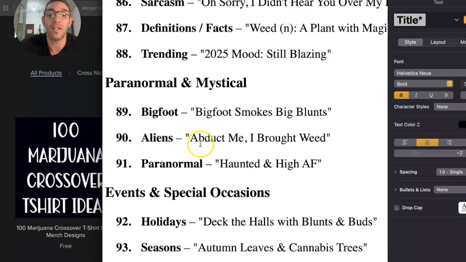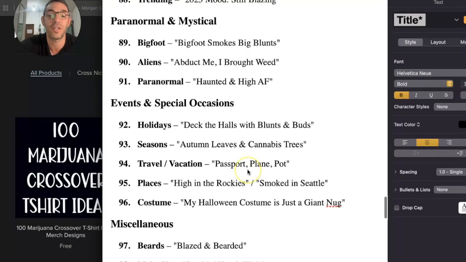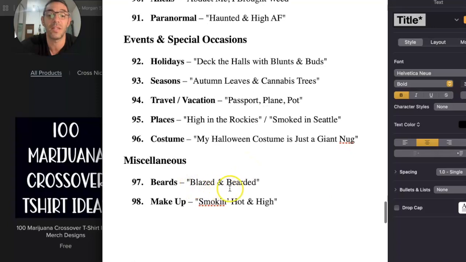You can do that, like "aliens abduct me, I brought weed." That's really funny. Haunted and high SF, travel vacations, and then some miscellaneous ones. I like this one, blazed and bearded. This is actually a pretty good niche, the beard niche. I got a couple good sellers in this niche right here. Makeup, smoking, hot and high.